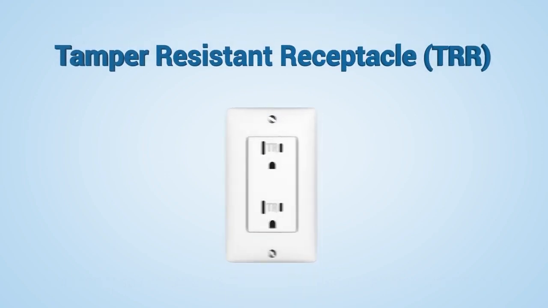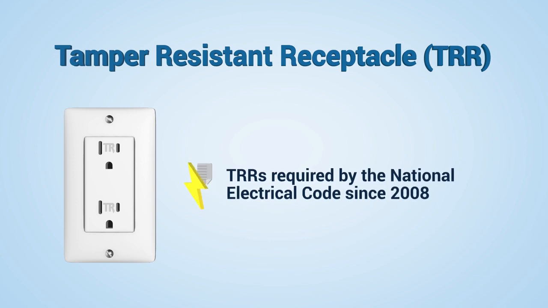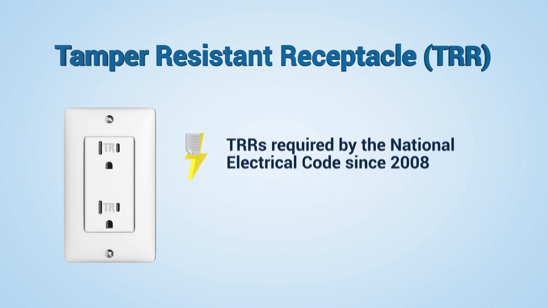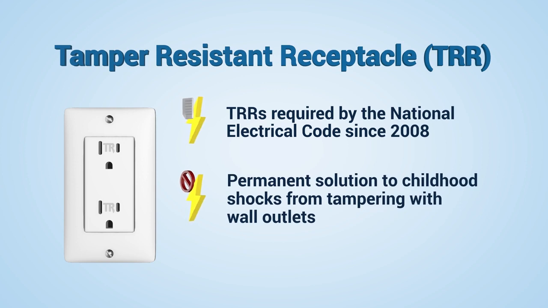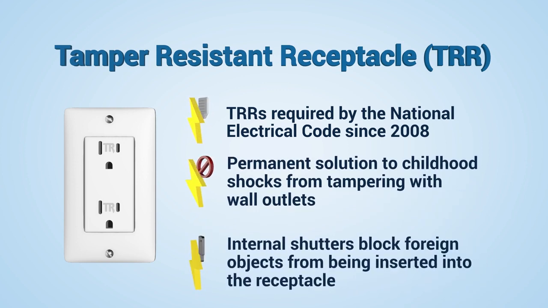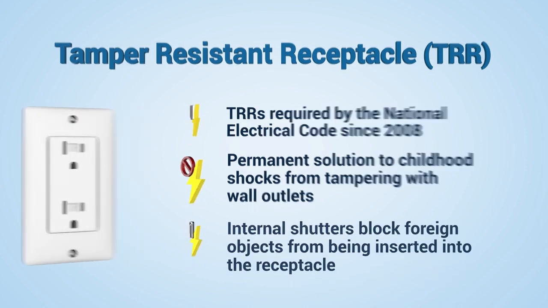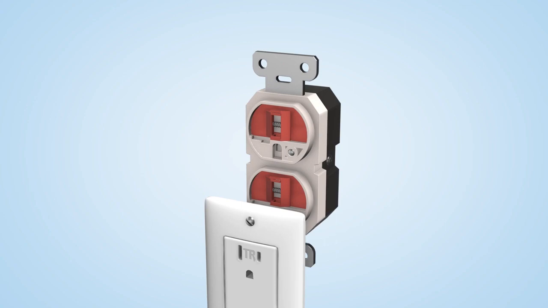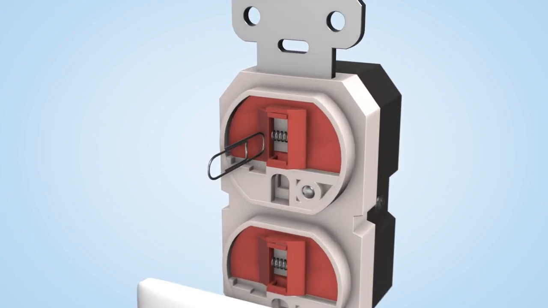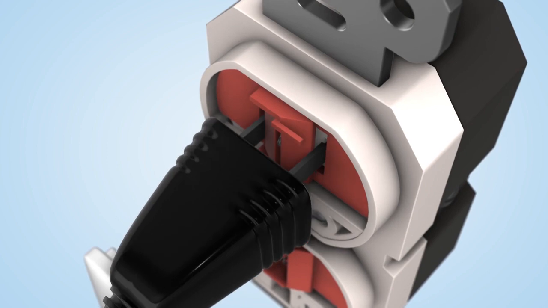Tamper-resistant receptacles, or TRRs, resemble regular receptacles, but there's so much more. Unlike outlet caps, TRRs provide a permanent solution to childhood shocks from tampering with wall outlets. TRRs feature built-in safety shutters that block foreign objects from being inserted into the receptacle. Shutters will remain closed if an object is inserted into one side of the receptacle. The shutters only open when a two-bladed or grounded plug is inserted.